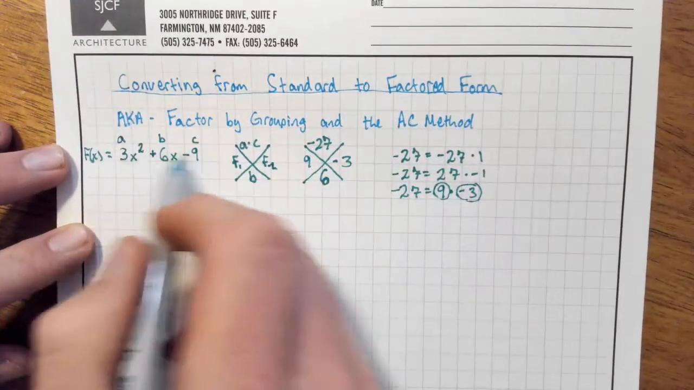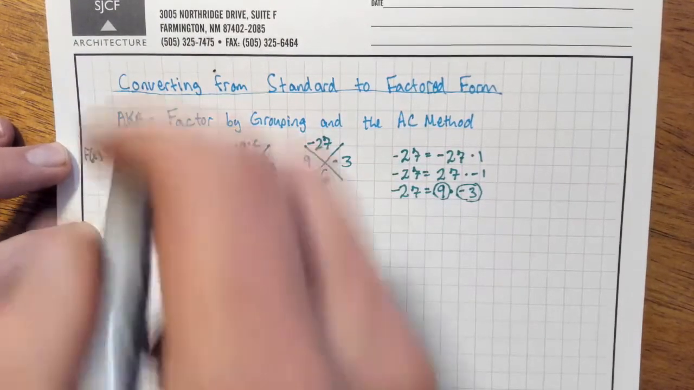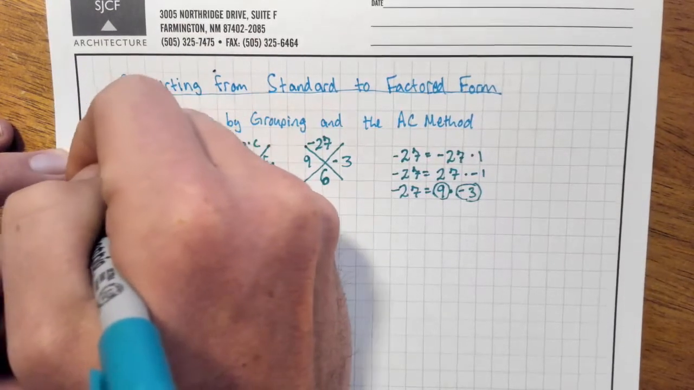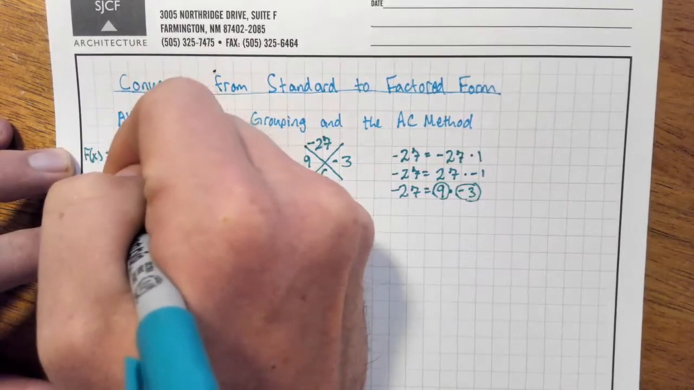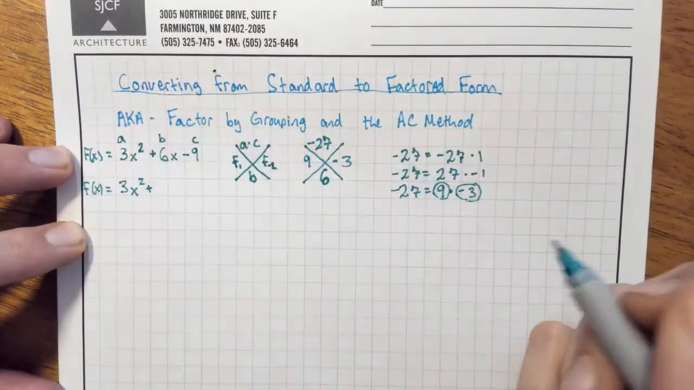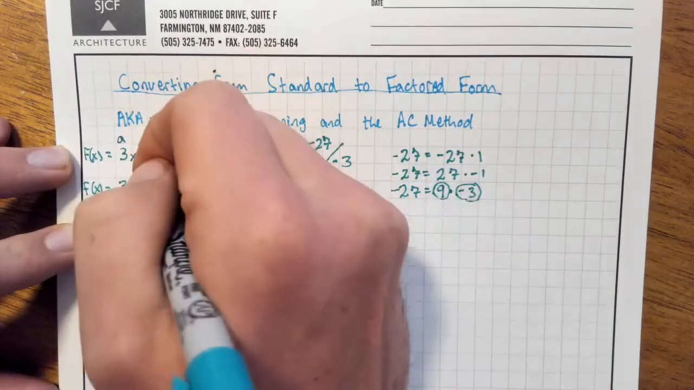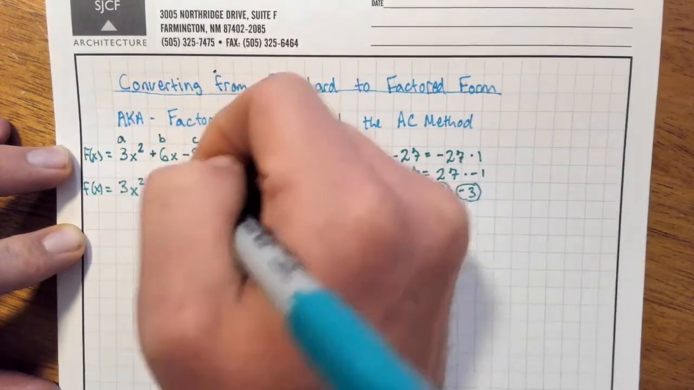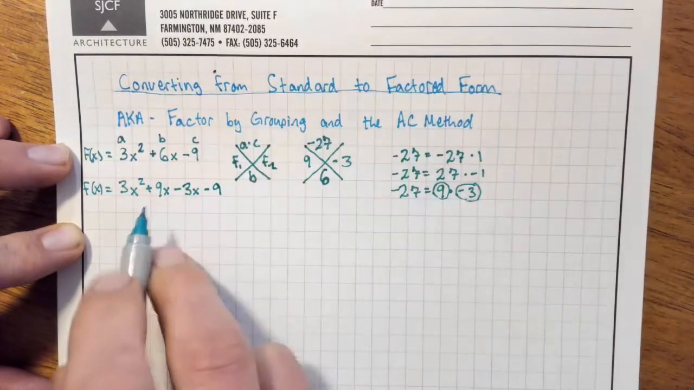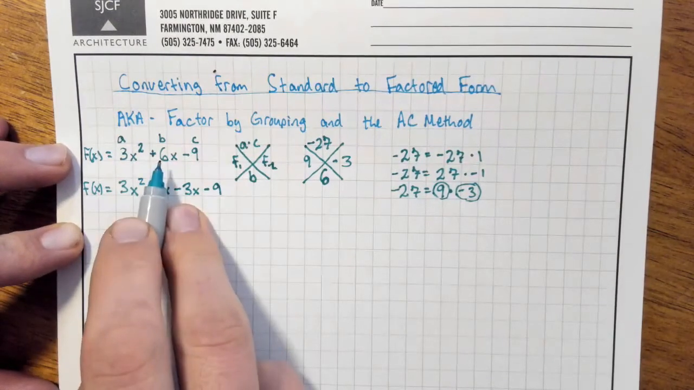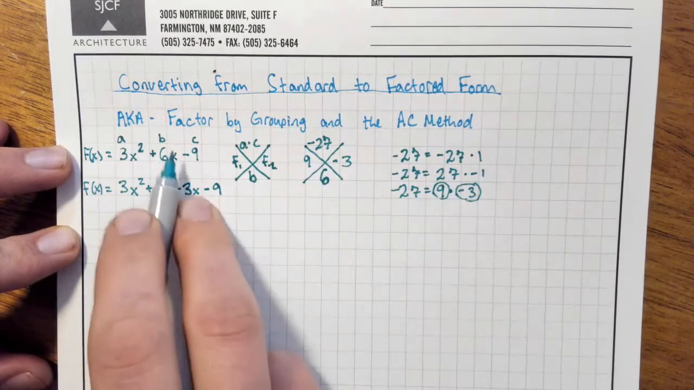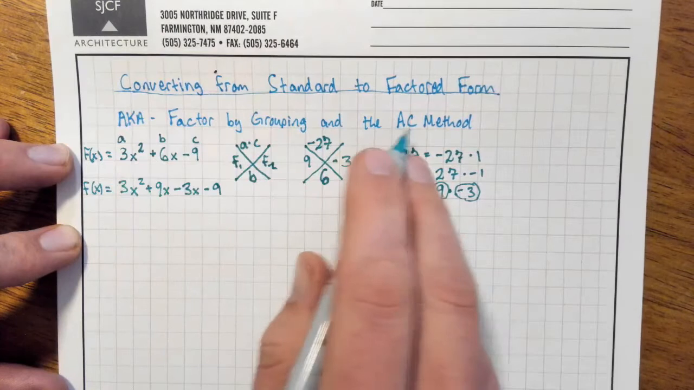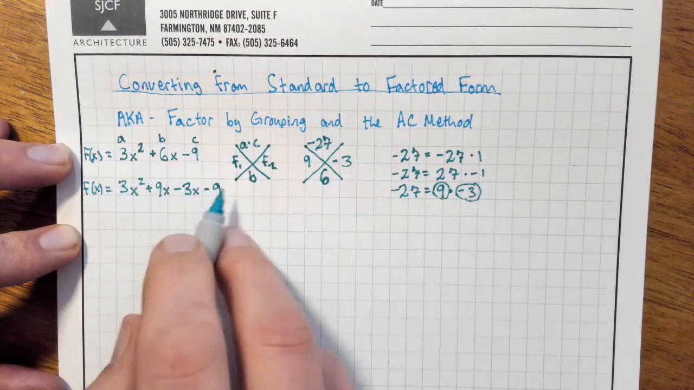Going back to our function in standard form, we're going to rewrite this now. We're not changing the value of anything, we're just expanding it. So f of x is now equal to 3x squared plus 9x minus 3x minus 9. You see how I can still get back to the original equation very easily. 9x minus 3x gives us 6x. So we did the AC method essentially right here. Now we need to factor this by grouping.